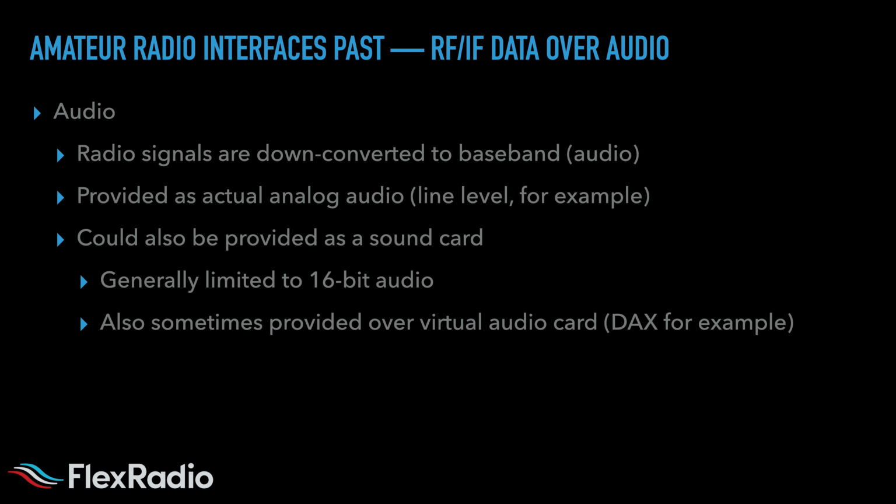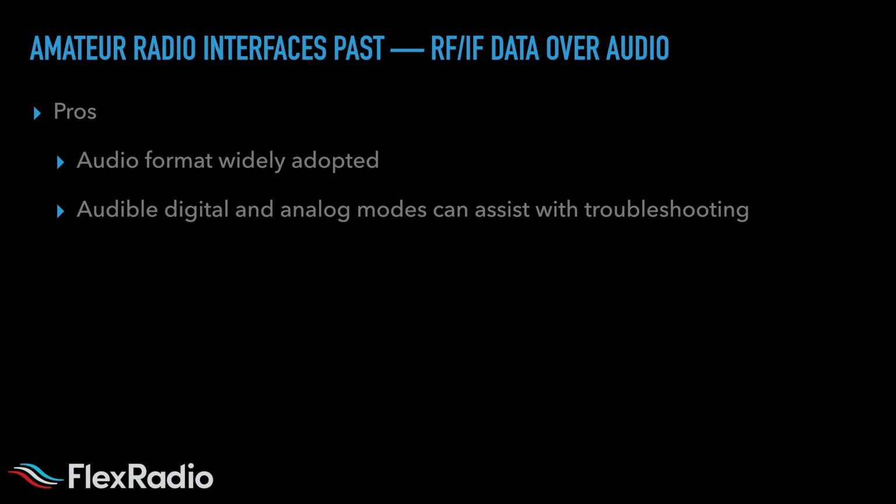And so what the radios have to do in order to use audio is they either have to truncate this, they either lop off the top or the bottom, or they do some sort of companding in order to fit the audio into 16 bits. So as I mentioned, some of the pros here is that the audio format's widely adopted. Pretty much any digital program you run on a computer can access the audio format, even though it's only 16 bits. And then you can have digital modes that can assist with troubleshooting.